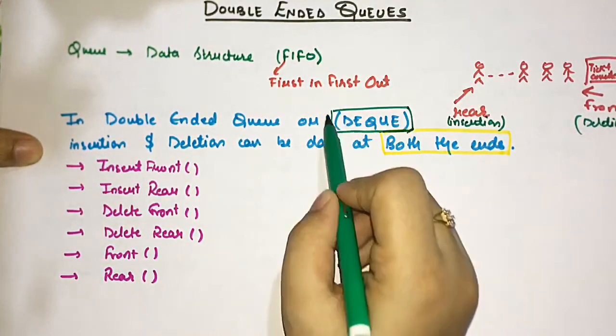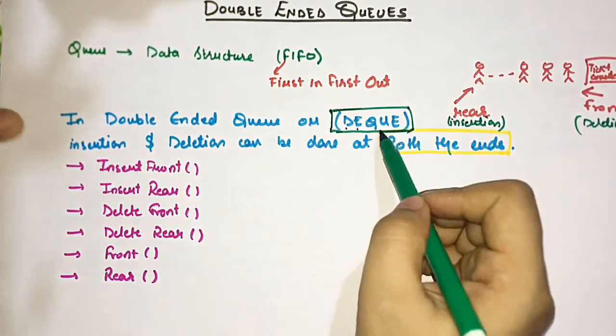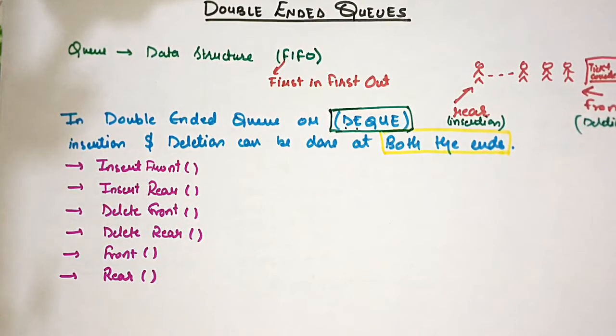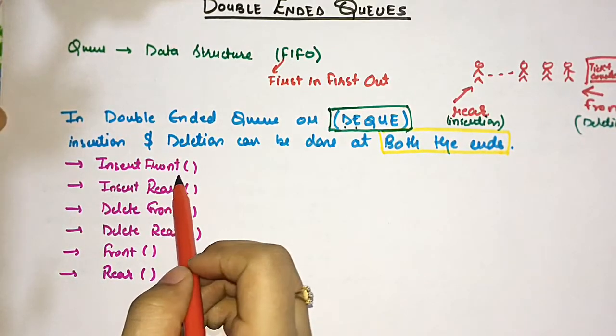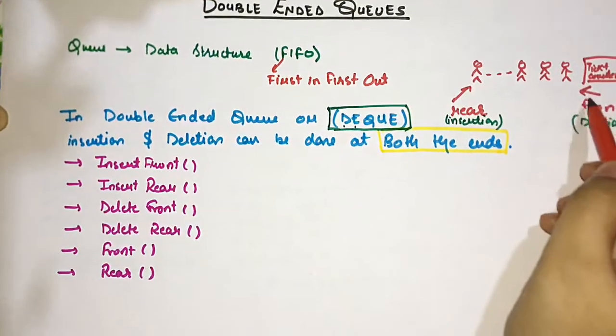Do not get confused with the DQ operation on normal queues. Double-ended queue, hence this is the short form for double-ended queue. Now on a double-ended queue majorly 6 operations can be done, or 6 function calls are the default calls. Insert front is a function call which will insert the element in the front.